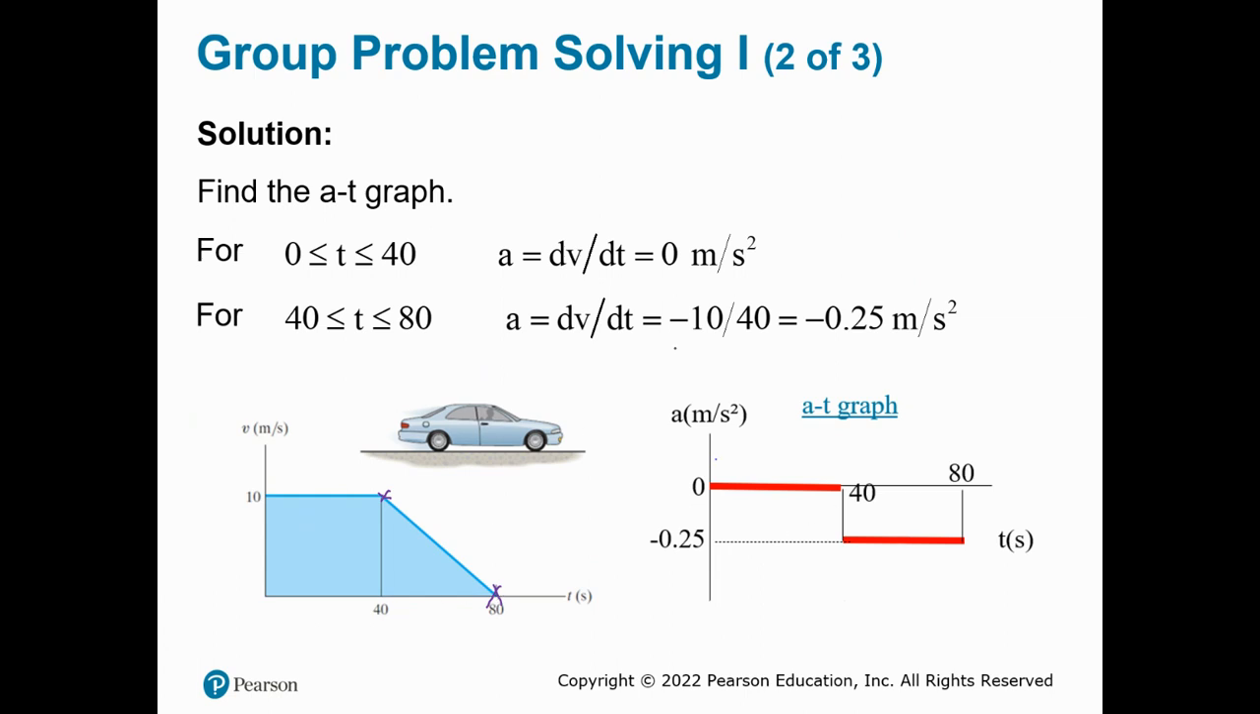Okay, so now we're going to look for the slope. You have negative 10 over 40, rise over run. It's coming down, so it will have a negative slope, and this is negative 0.25 meters per second squared. Rise over run: how much rise? We have negative 10 because we're coming down, and then the run is 40. Negative 10 over 40 gives me the acceleration from 40 to 80.